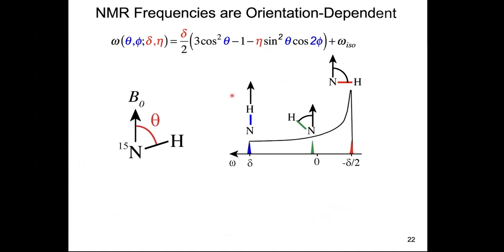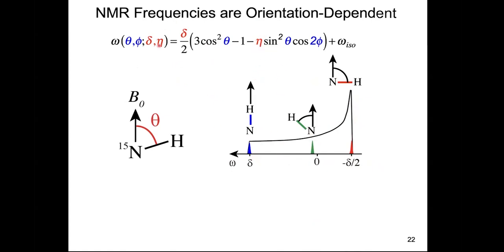This orientation-dependent NMR frequency is manifested in the NMR spectra as the so-called powder patterns for non-spinning static samples. And these powder patterns basically are showing intensities as a function of frequencies. And because frequencies depend on orientations, for any nuclear spin, you're going to have a distribution of frequencies and then this powder pattern.